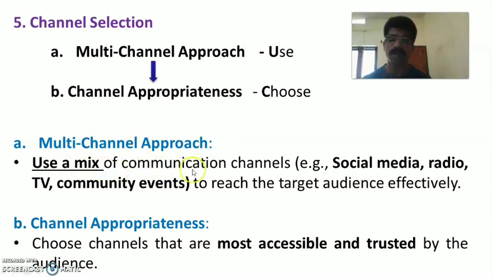Use a mix of communication channels such as social media, radio, TV, internet, and websites to reach the target audience effectively. The second step is finding out the appropriateness of the channel. Select the channels that are most accessible to this particular subgroup, so they can avail that channel, and trusted. Trusted means it maintains the confidentiality and effectiveness of the message, and is trusted by the audience.